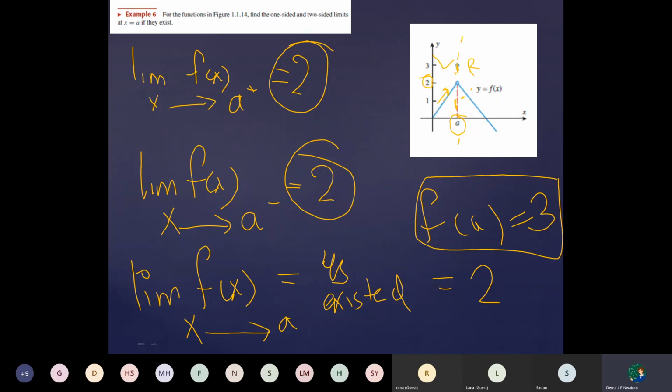I will repeat, the limit here is when x is going to be near a, not exactly at a. It could be greater than a or less than a, and for that I will use the limit. But for x exactly equal to a, I have to use the function.